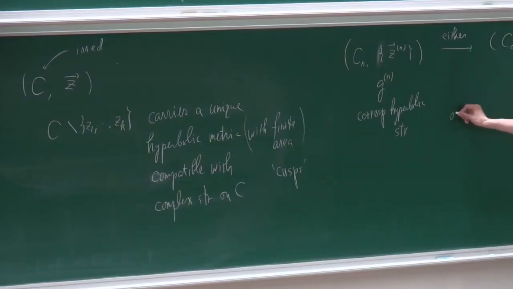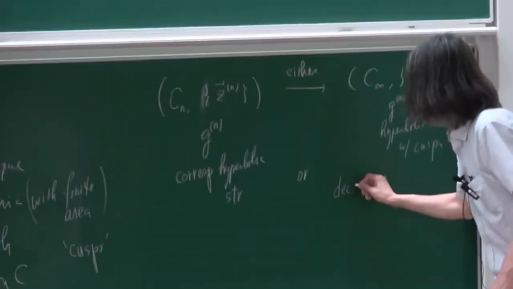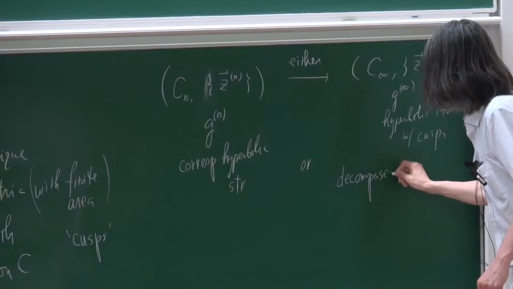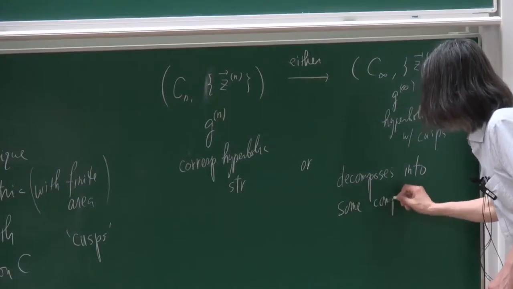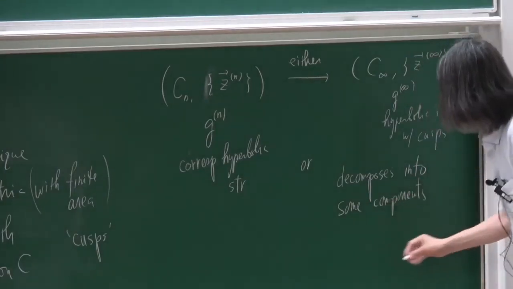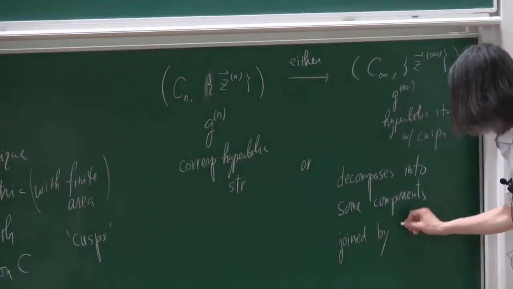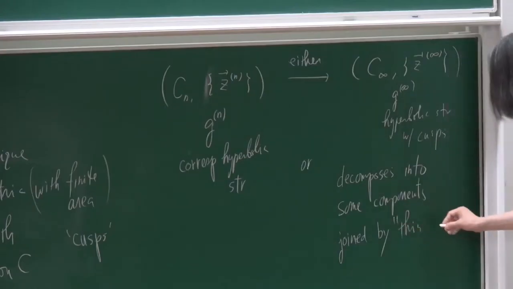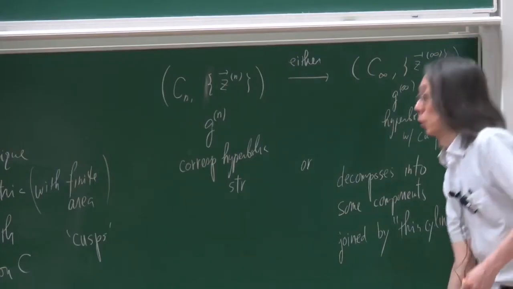or maybe C infinity's underlying surface is the same, or it has a thin tube, or it decomposes into some components joined by thin cylinders. Something like this. So what does it mean?